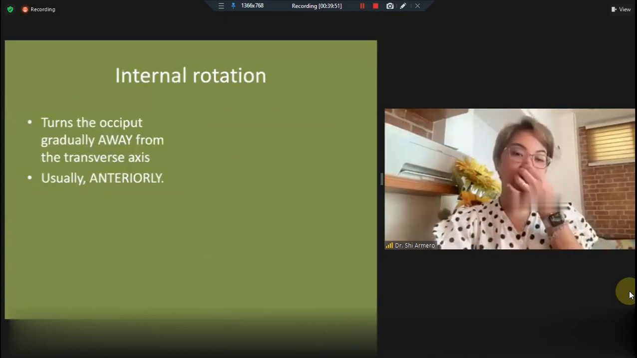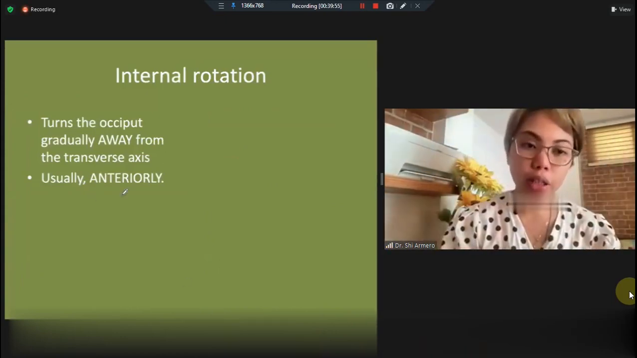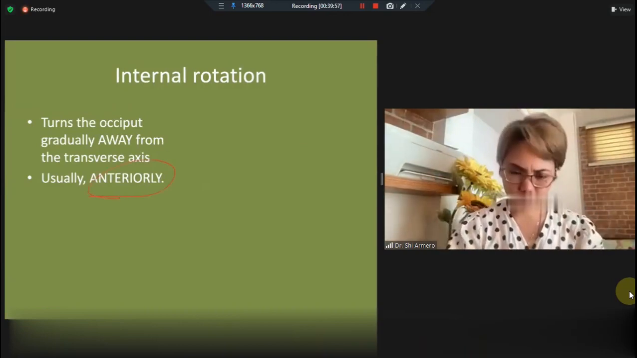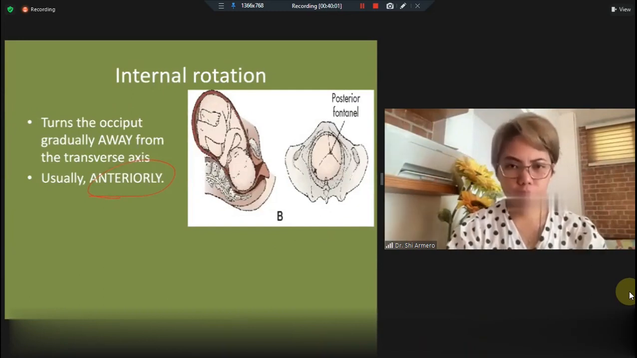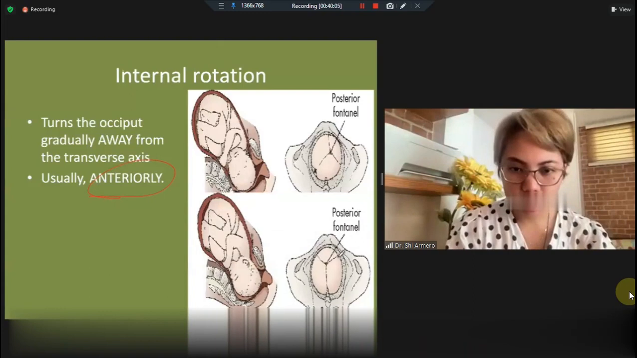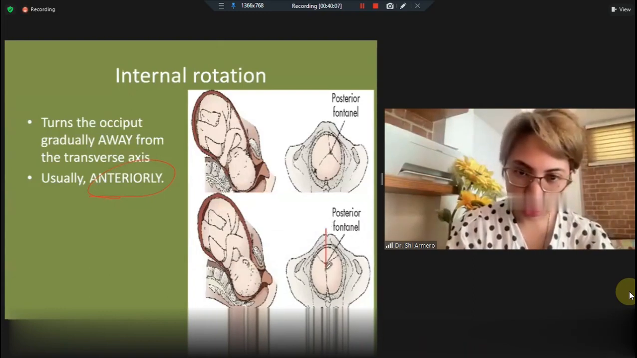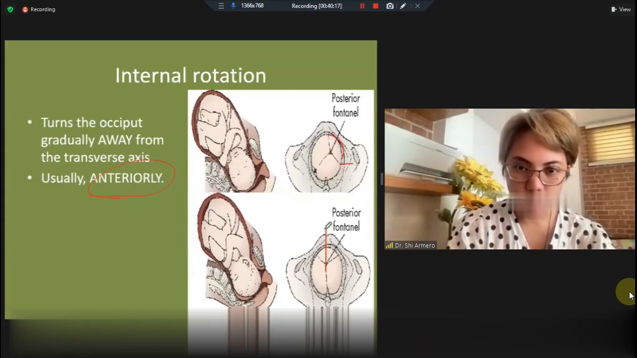Now, internal rotation. Again, sabi ko kanina, the goal is to move anteriorly. Yan, move anteriorly. Posterior fontanelle from that, going there. So, naging direct, ayan, naging direct anterior na siya. That's the posterior fontanelle. Galing sa LOT, it's internally rotating, direct. Oh, naging direct na.